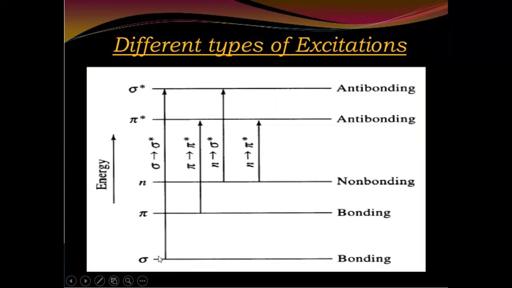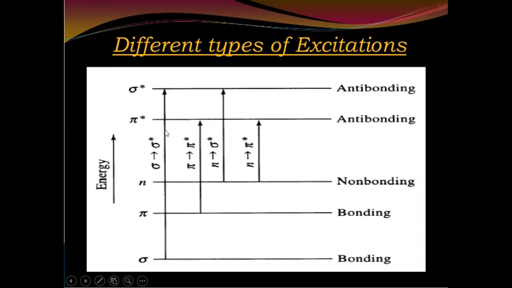Free oxygen generally has a sigma to sigma star transition. Coming to n to sigma star, you can see this transition in heteroatomic molecules, which have lone pairs of electrons and sigma electrons. You can take amines, alcohols, and alkyl halides for n to sigma star. The next transition is pi to pi star, as I've told you, in alkenes and aromatic compounds. The wavelength is further increased and the energy is decreased.